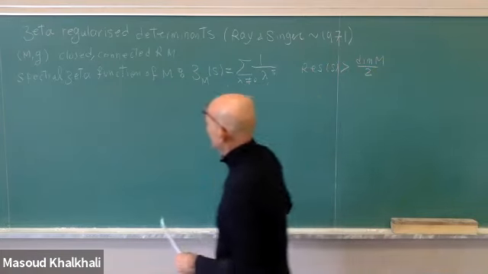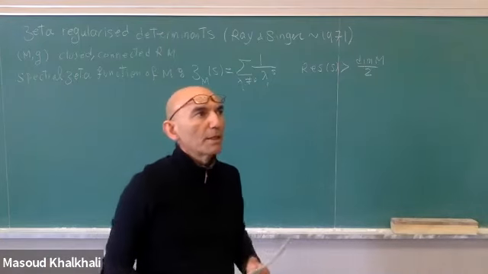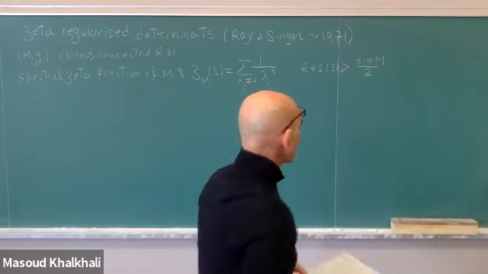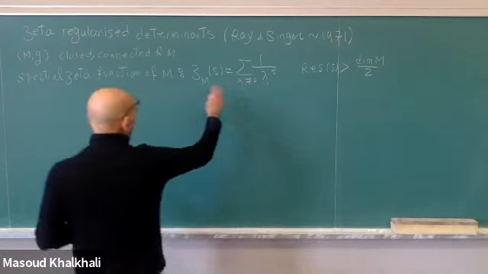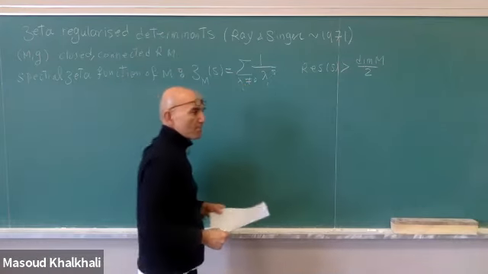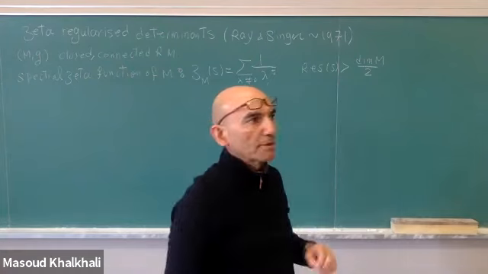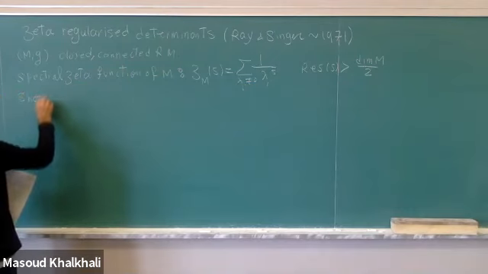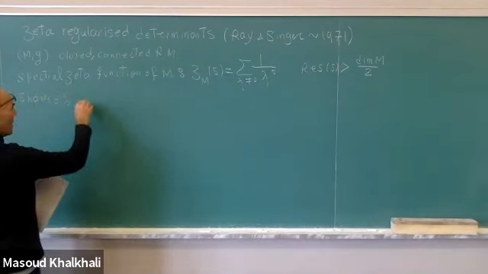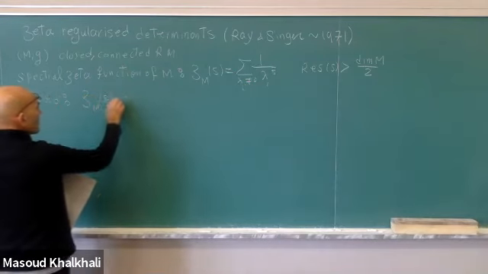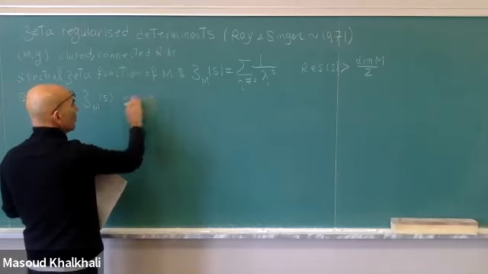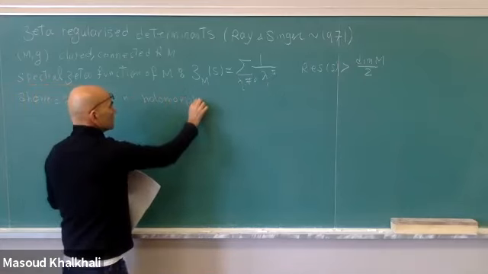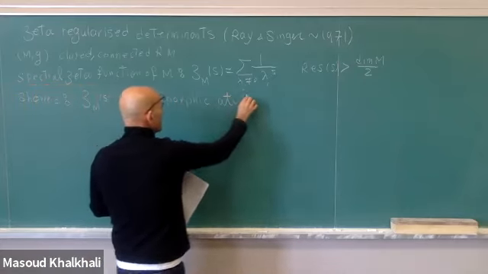There is a meromorphic extension to the whole complex plane, and we proved one crucial property, which is that this function, once it's extended to the whole complex plane, is always regular at s equal to 0. So we showed that this guy is regular, I mean, it's holomorphic at s equal to 0.